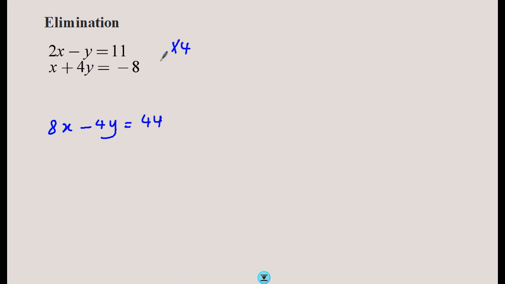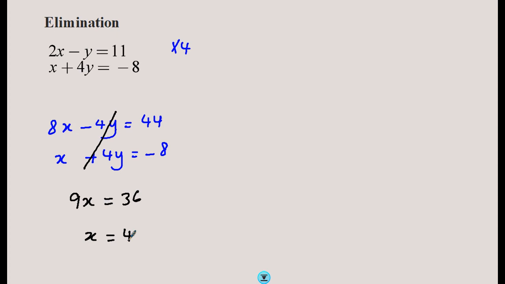Why did I choose 4? Because I know that I will end up with minus 4y, and if I look at the second equation, which is x plus 4y equals -8, I can now add the left-hand side to the left-hand side. It will equal the right-hand side plus the right-hand side. So if I add them both, those two will cancel out. I will have 9x. 44 minus 8 is 36. Dividing both sides by 9 gives me x equals 4.